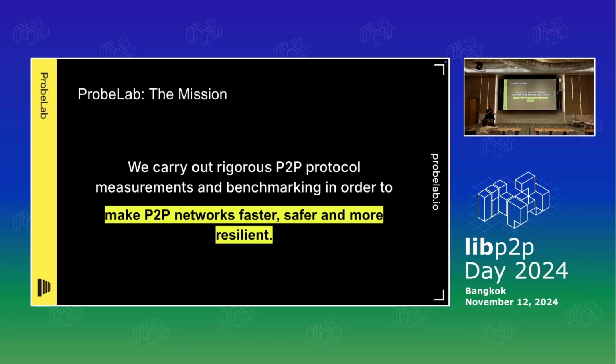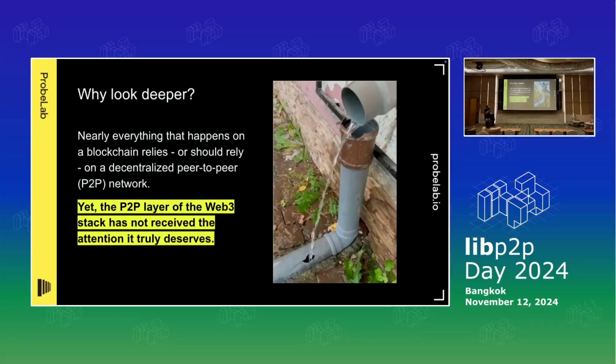And you might ask, why would you want to do it? I think the picture on the right summarizes it really well. Things might work, but maybe not as you expect them to work. And if you put pressure on the system, it might fall apart. Nearly everything that happens on a blockchain relies, or at least should rely, on a P2P system, yet this is a very unexplored area.